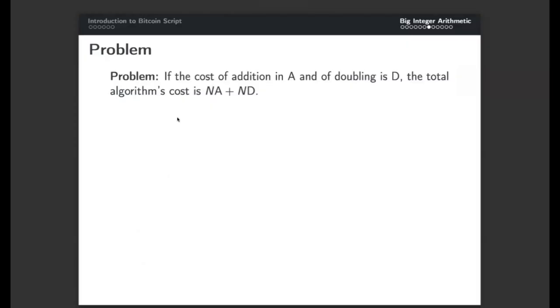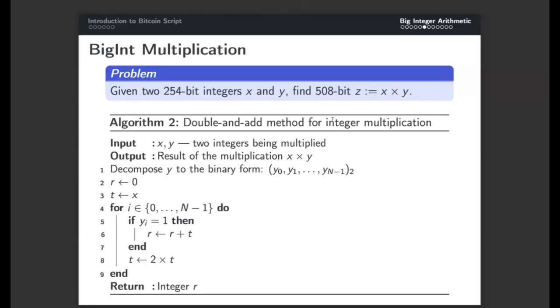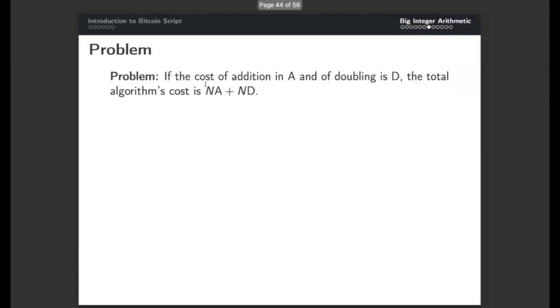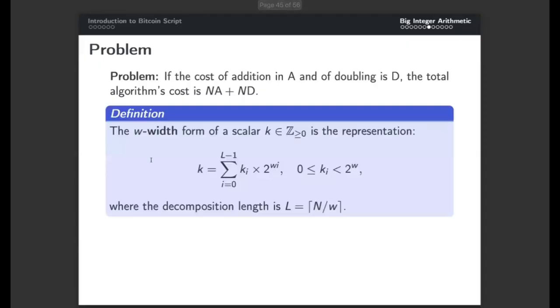But here's the issue. Suppose that you have an n-bit integer, so in our case 254. Then if you analyze this, you notice that you have to perform exactly n additions and n doublings to implement this logic. In fact, we noticed that you can do much better with a pretty well-known approach in elliptic curve arithmetic, which is called w-window decomposition. The w-width form of a scalar is simply the representation where the base is 2 to the power of w.